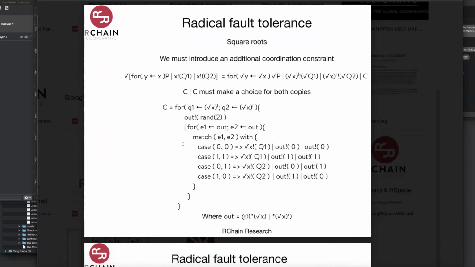So what we have to do is introduce an additional coordination constraint. Since when we square it, we need to get back this, that C par C must make a choice for both copies. So what we're going to do is write down that I've got an additional coordination constraint that's forcing the two copies to do the right thing, to make sure that they both make the same choice with respect to the race.